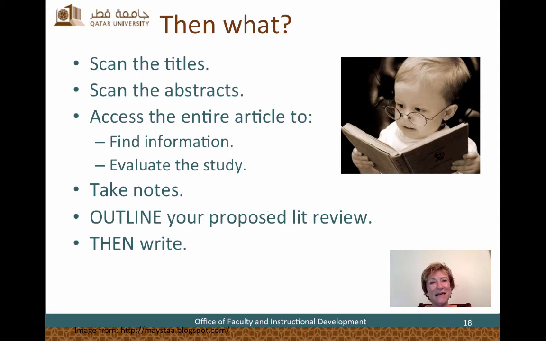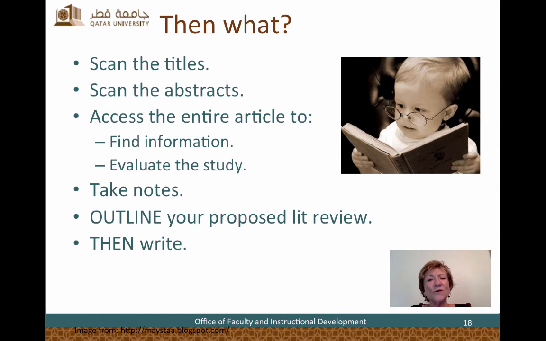If the abstract seems like it addresses your problem, then access the entire article to find the information and to evaluate the study. Now, a lot of people just pull their information off the abstracts. What that can do is, when you read the entire study, you find out that it was a poorly designed study. Maybe their sample size was not right, their methods were not well done, their statistics were not rigorous. You may find flaws in their methods or in the findings. Maybe the findings did not really emerge from the data.